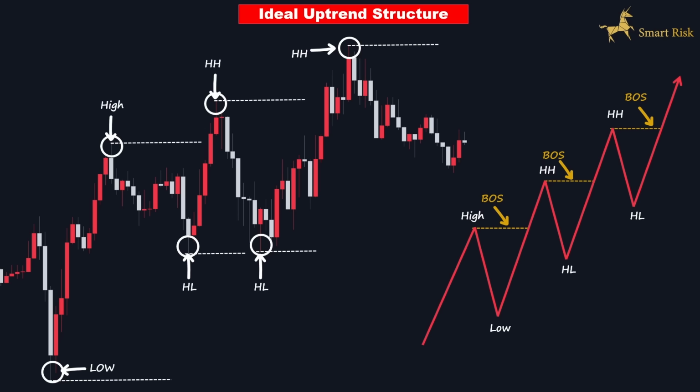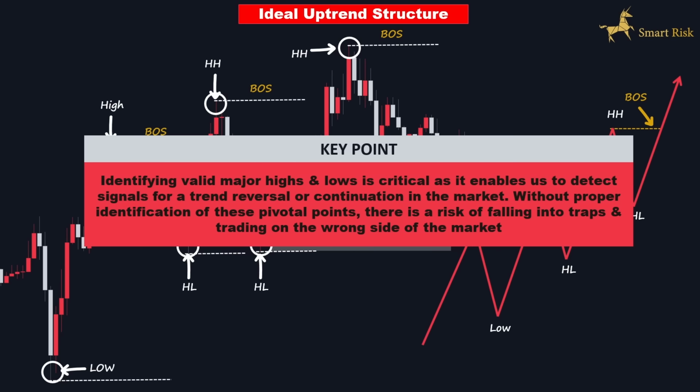For example, to maintain the uptrend, it's crucial that price does not break this major low. Whenever the price breaks a major high to the upside, it forms a break of structure and establishes a demand zone associated with the BOS wave. Identifying valid major highs and lows is critical as it enables us to detect signals for a trend reversal or continuation in the market. Without proper identification of these pivotal points, there is a risk of falling into traps and trading on the wrong side of the market.